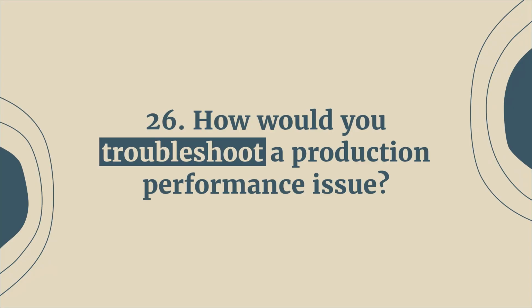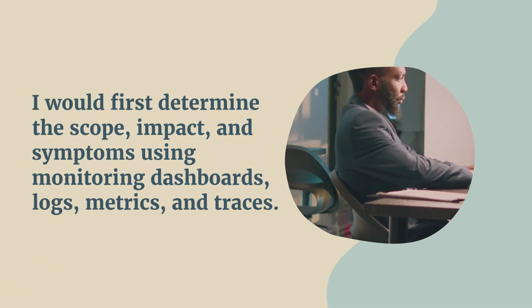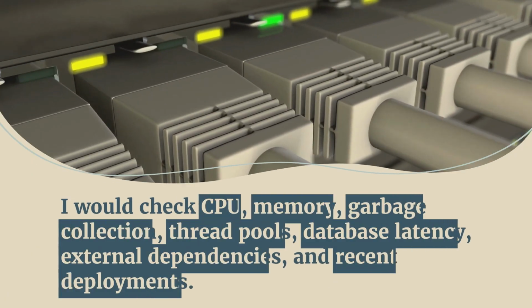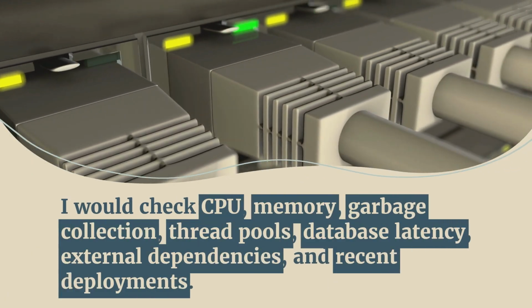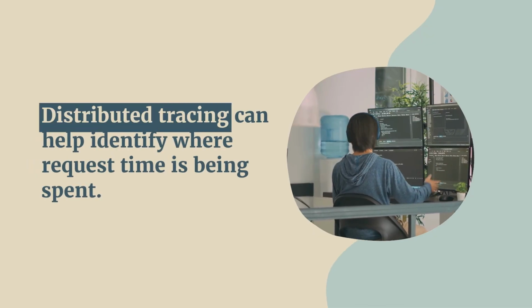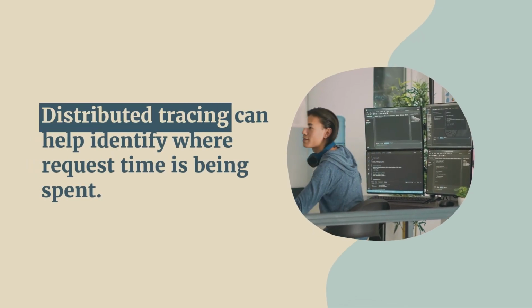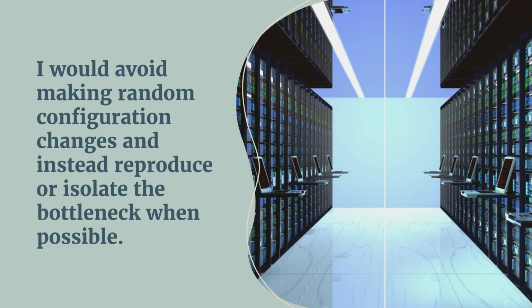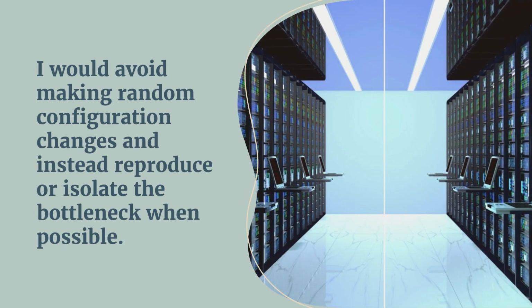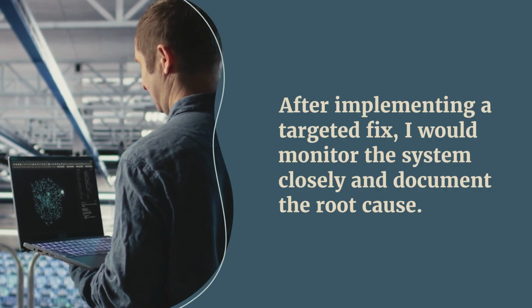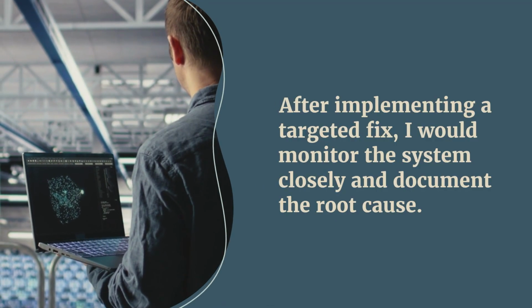How would you troubleshoot a production performance issue? I would first determine the scope, impact, and symptoms using monitoring dashboards, logs, metrics, and traces. I would check CPU, memory, garbage collection, thread pools, database latency, external dependencies, and recent deployments. Distributed tracing can help identify where request time is being spent. I would avoid making random configuration changes and instead reproduce or isolate the bottleneck when possible. After implementing a targeted fix, I would monitor the system closely and document the root cause.